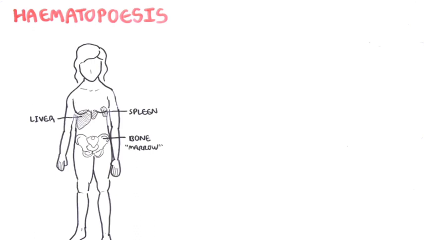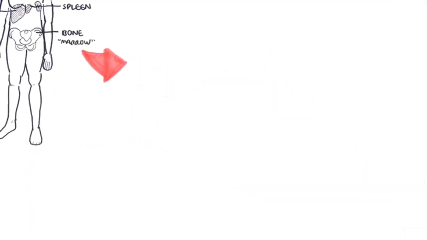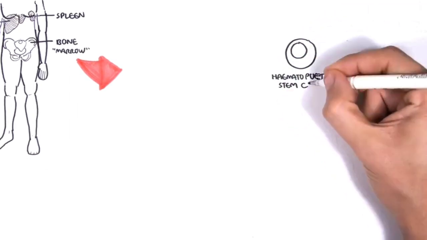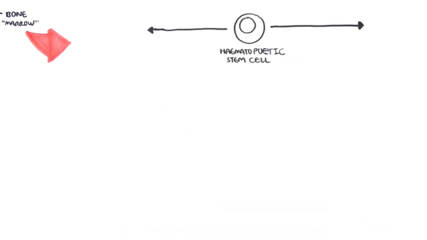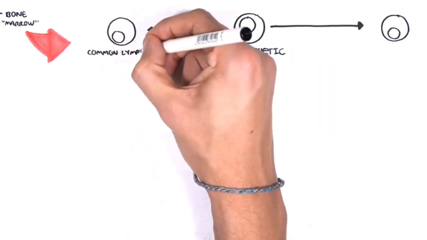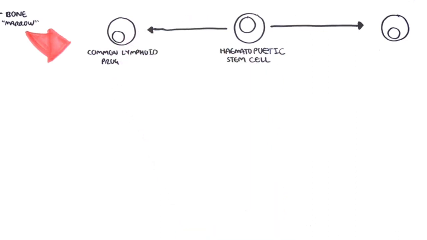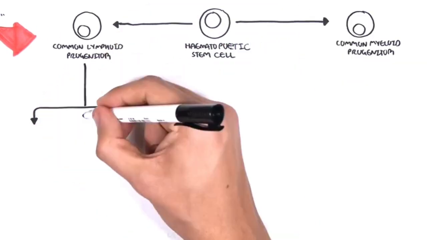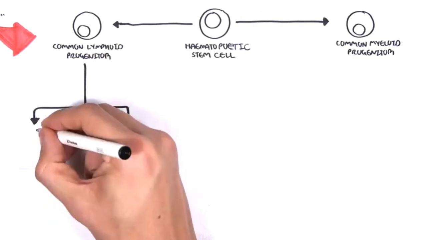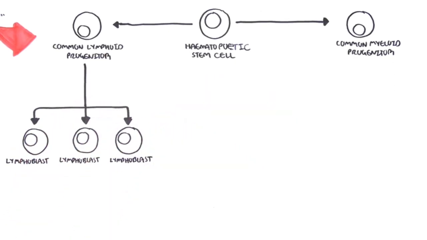Now we are beginning by zooming in on the bone marrow, and in the bone marrow we can find the hematopoietic stem cells. These stem cells can first of all differentiate into either what is called a common lymphoid progenitor cell or a common myeloid progenitor cell. The common lymphoid progenitor cells then further differentiate into different lymphoblasts with different genetic profiles, and this will allow them to form and mature into different types of lymphocytes.